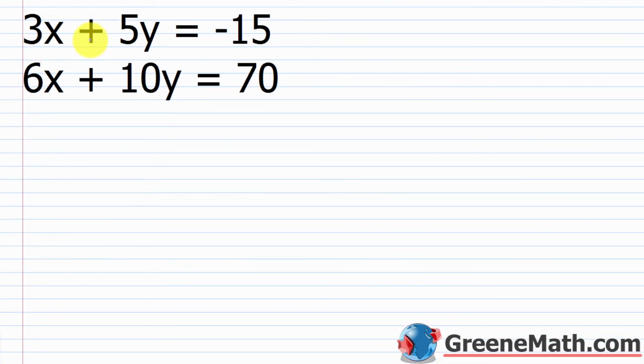So we have 3x plus 5y equals negative 15, along with 6x plus 10y equals 70. So the smart way to attack this problem is to solve each equation for y. We want it in the format of y equals mx plus b, m being the slope and b the y-intercept. Again, I can't say this enough. This is called slope-intercept form. So when we solve this for y, we will know the slope of each equation.